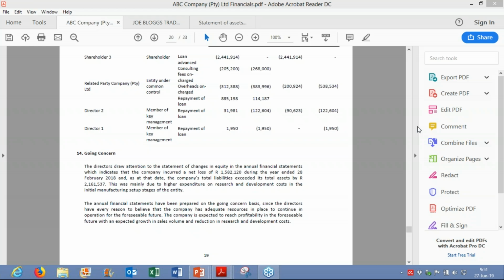So what does this mean? For accounting purposes, we are raising the provision currently. So it's going through as an expense in your income statement or your statement of comprehensive income. And it's lying on your balance sheet as a liability because it's an obligation of the company.